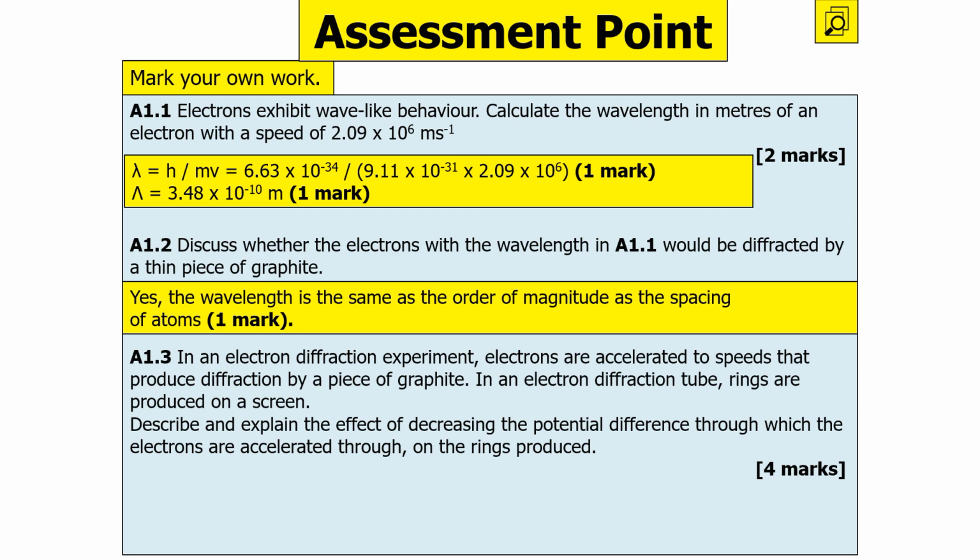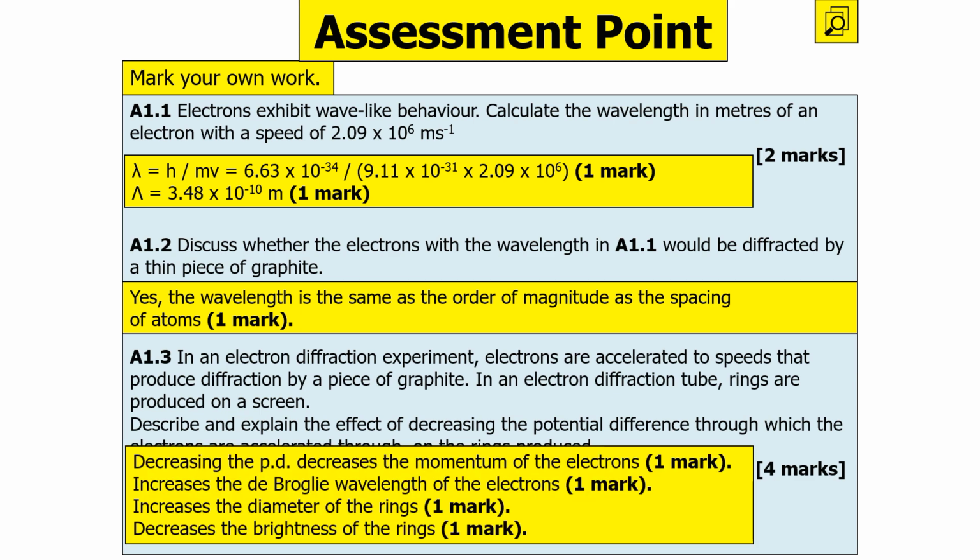Now, in the next one, if you decrease the potential difference, the momentum of the particles will be less because they've got a lower velocity, so therefore the de Broglie wavelength, lambda equals h over mv. If mv goes down, then lambda will go up, so therefore the rings will have a greater diameter, but because they're more spread out, the brightness will be less.